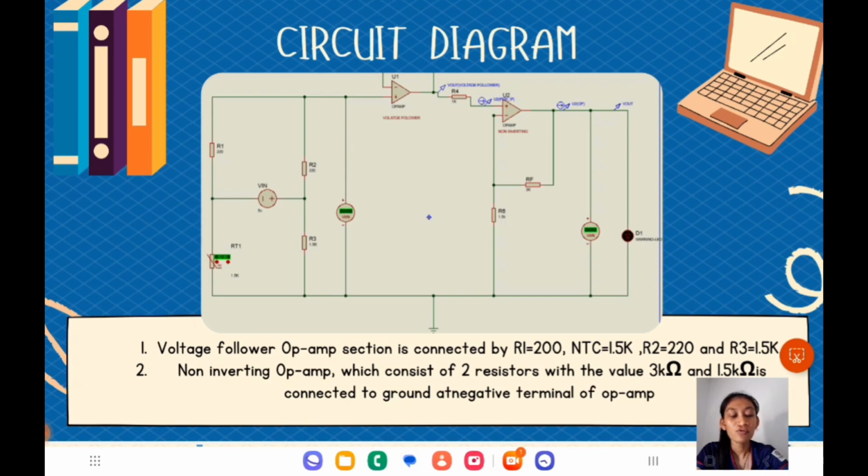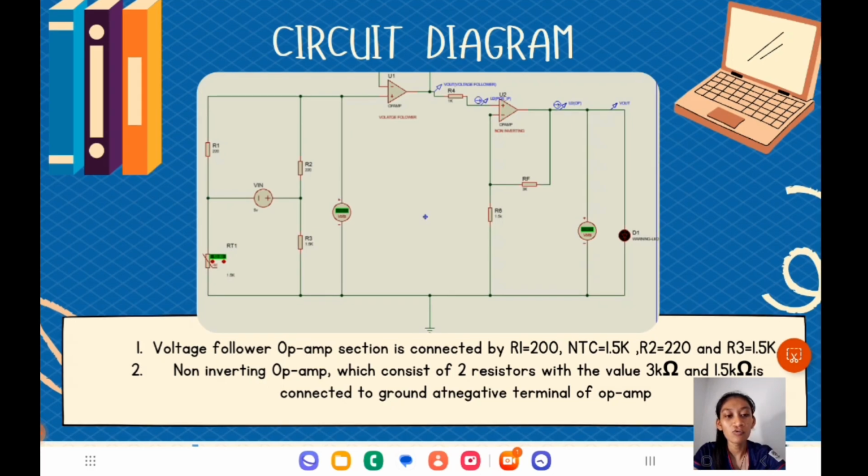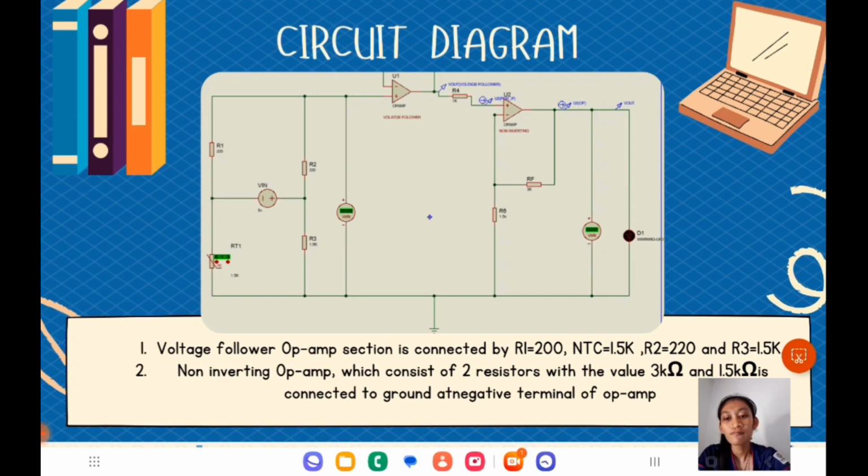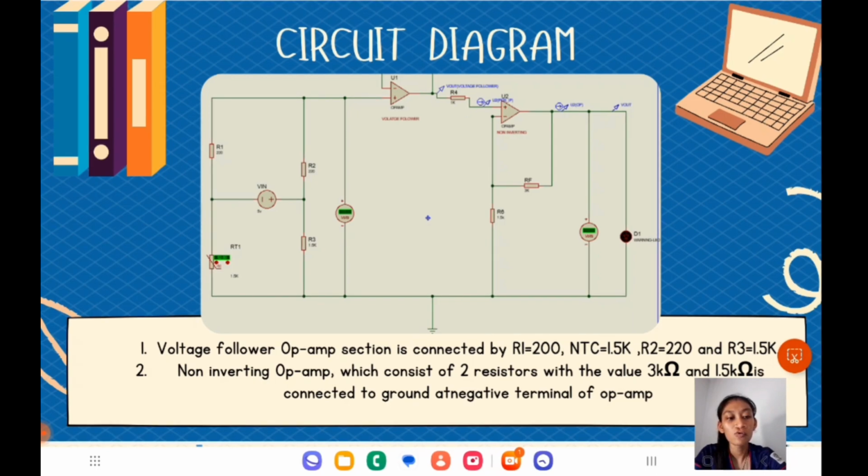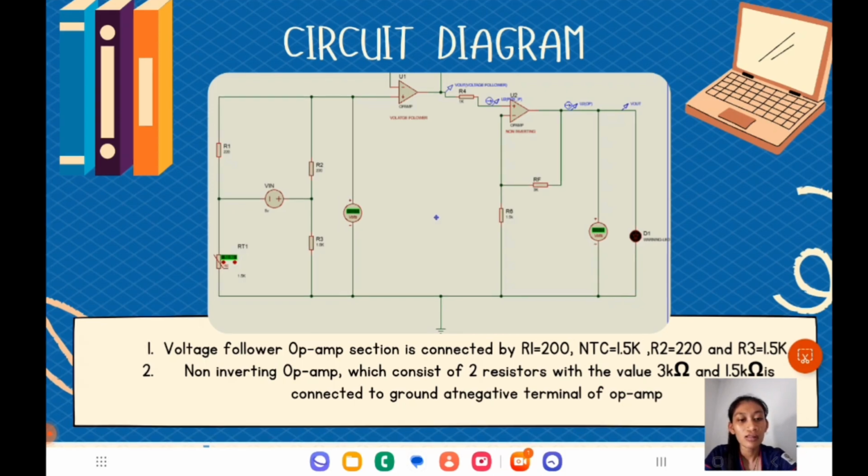For R1 we use 200 ohm. For the NTC, 1.5 kilo ohm. For R2 we use 220 ohm. And lastly for R3 we use 1.5 kilo ohm. The second, the non-inverting op-amp, consists of two resistors with the values 3 kilo ohm and 1.5 kilo ohm, connected to the ground at the negative terminal of the op-amp.